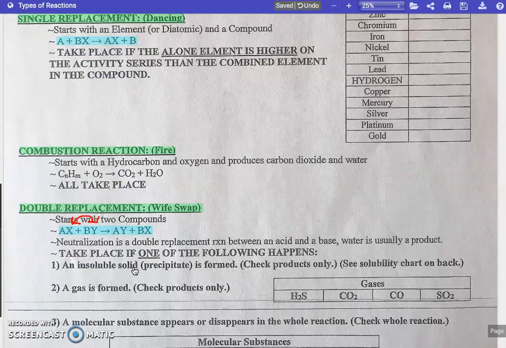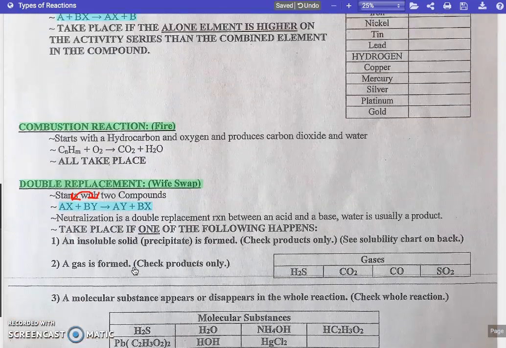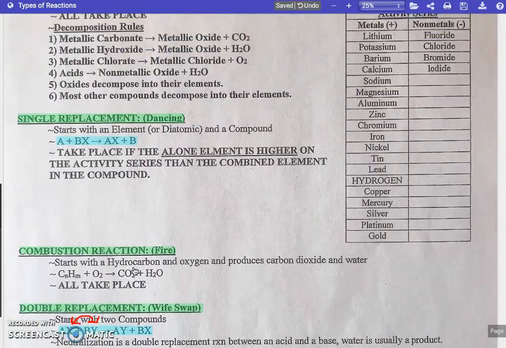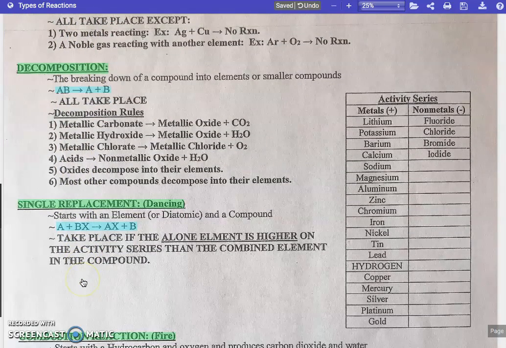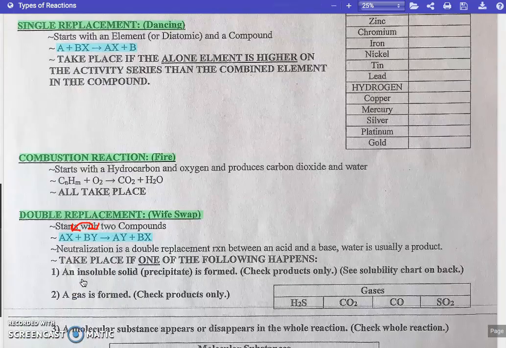So I know there's a lot of other information on this sheet. We're going to get to that next week. But right now I want you to be able to look at a reaction and determine whether it's a synthesis reaction, decomposition, single replacement, combustion, or double replacement.